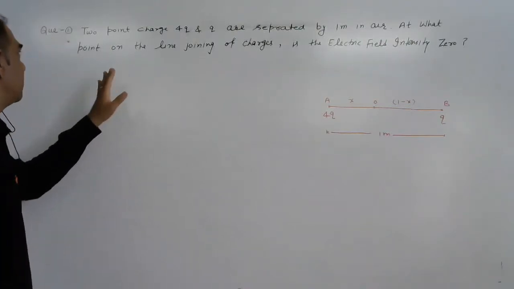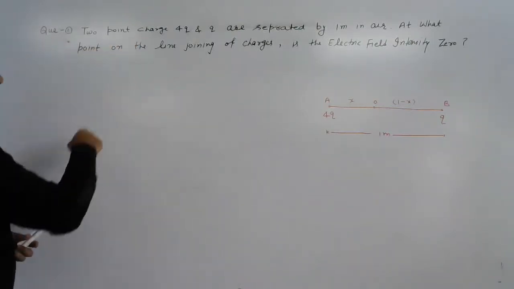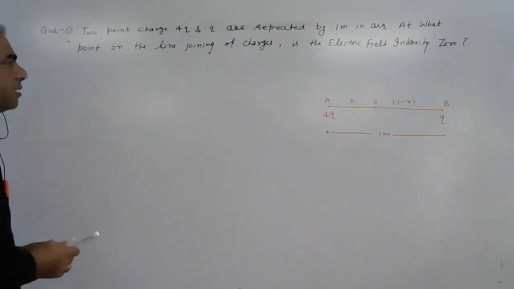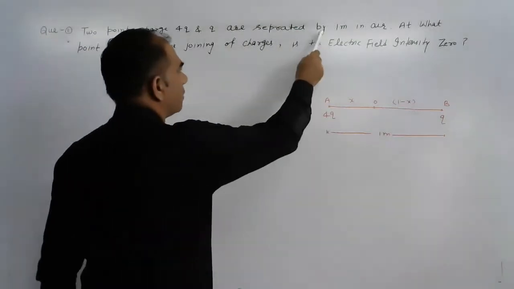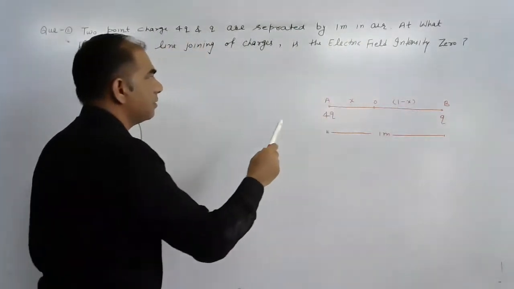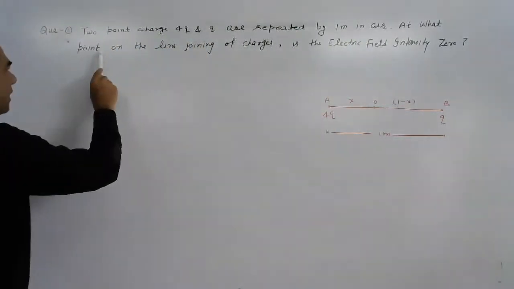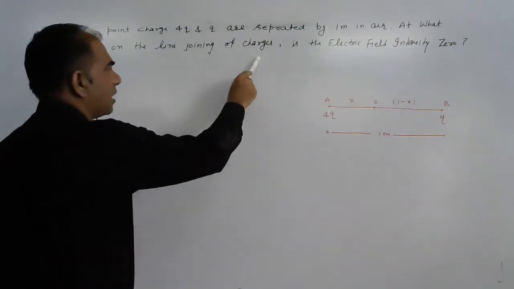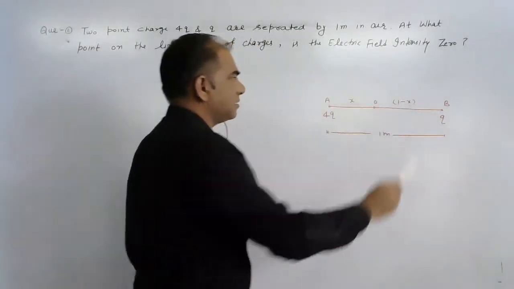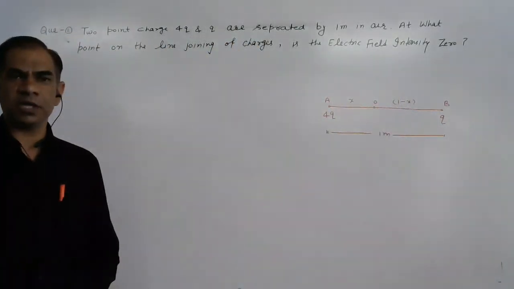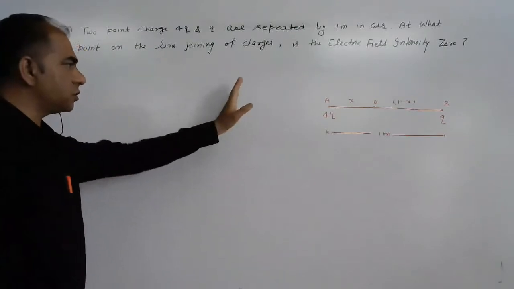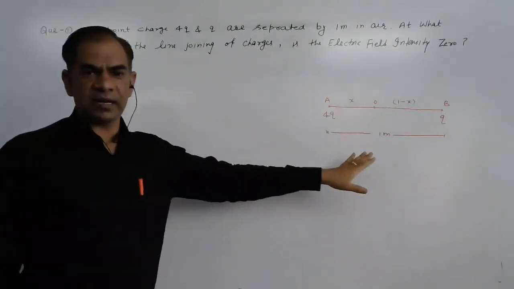Here the question is given: two point charges 4Q and Q are separated by 1 meter in air. At what point on the line joining the charges is the electric field intensity 0? This is the question. According to this question, I have made this diagram.